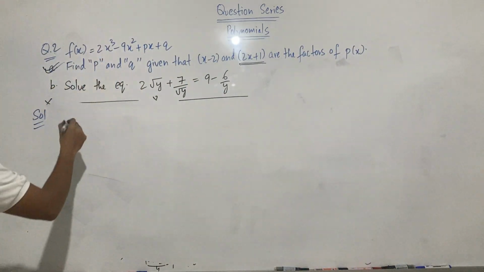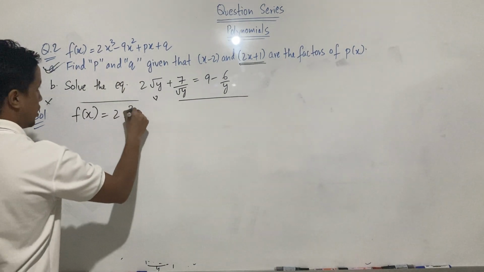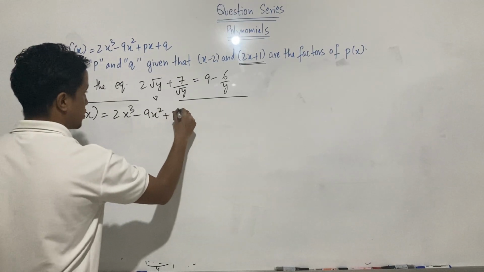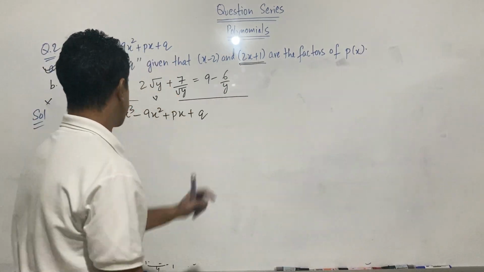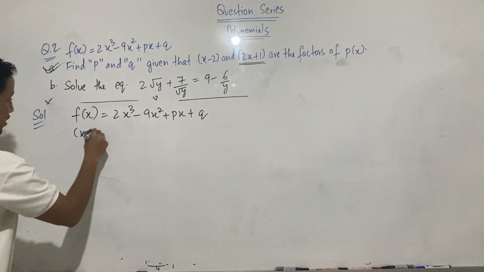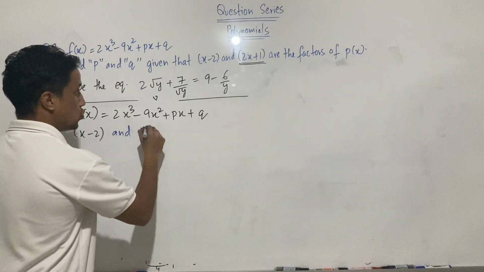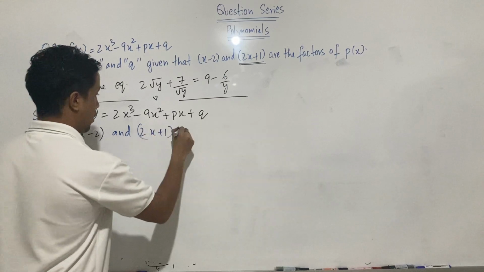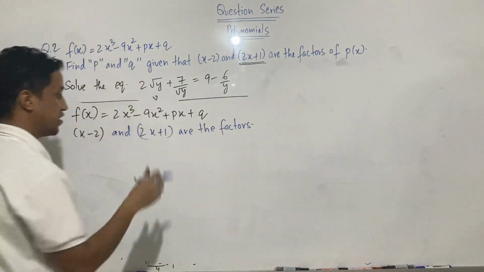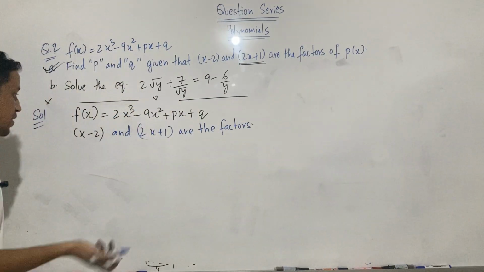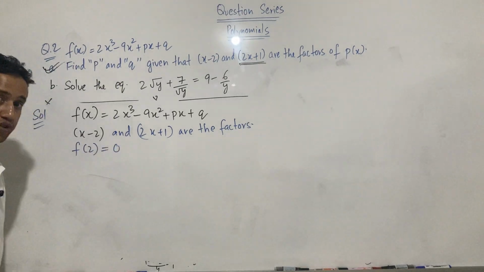So see here, first our f(x), the cubic polynomial, is x cubed minus 9x squared plus px plus q. Now it says that x minus 2 and 2x plus 1 are the factors. If they are the factors of this, then what would happen? f of 2 must be equal to 0.